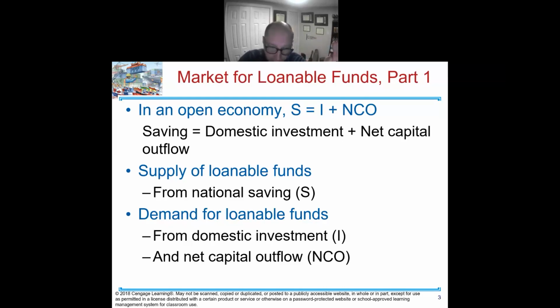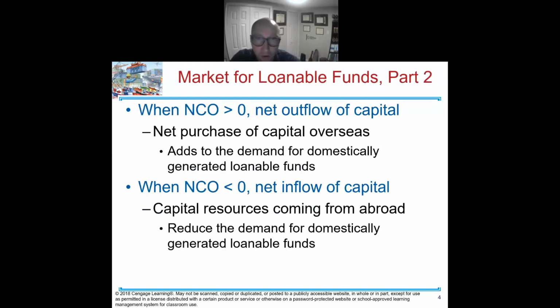The demand for loans comes from domestic investment, stocks, bonds, and then, of course, other tangible investments, and the net capital outflow of a country. When the net capital outflow is greater than zero, it's said to have a net outflow of capital. Makes sense. In this case, we have our purchases of capital overseas. In other words, I'm purchasing funds from other countries. This adds to the demand domestically for loanable funds.